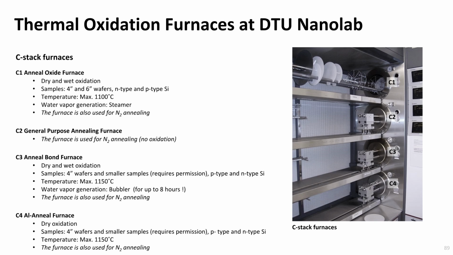Furnace C4 allows dry oxidation of P and N-type silicon wafers at temperatures up to 1150 degrees. In this furnace, wafers with aluminum oxide and titanium oxide are allowed, and small samples and wafer pieces are allowed with special permission, as the loading procedure is a little tricky. All C-stack furnaces can also be used for annealing with nitrogen.